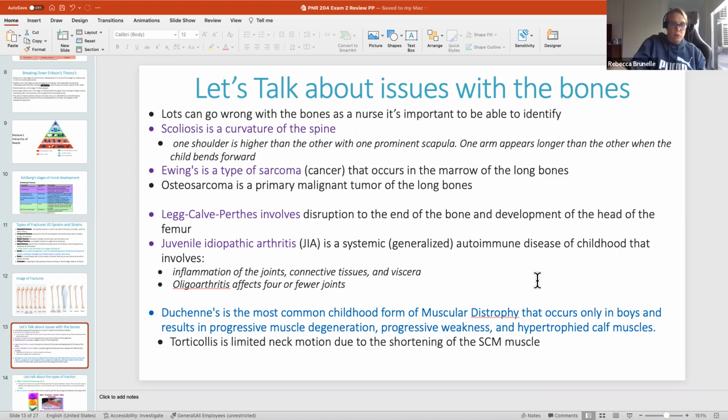And then another musculoskeletal problem that children could have is something called torticollis, which is limited neck motion due to shortening of the SCM muscle. So you might see a kid that can't move their head to midline, or kind of has their head stuck to the side, and that is called torticollis.